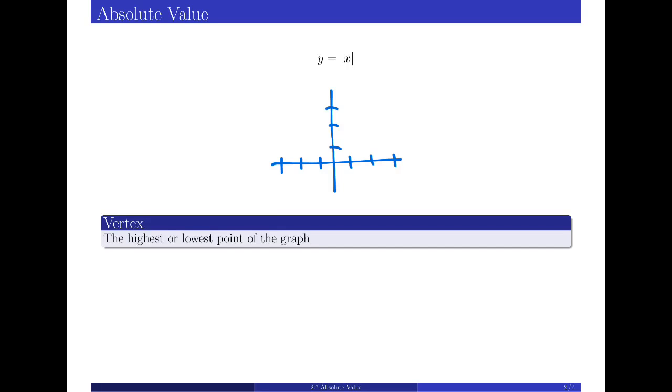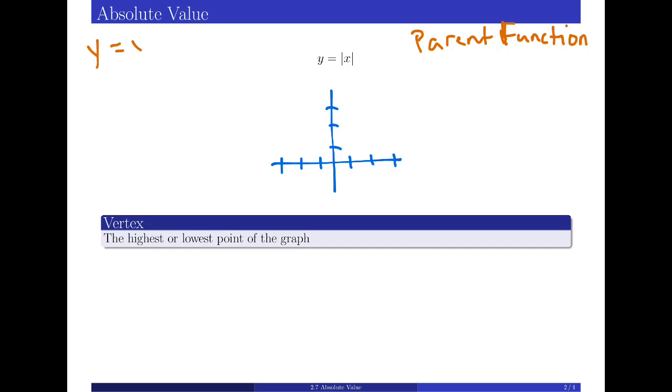So the simplest absolute value equation that we could graph is y equals the absolute value of x. This is something that we'll refer to as a parent function. Okay? Because, again, this is the most simple, the most basic, or the starting point for graphing absolute value equations.